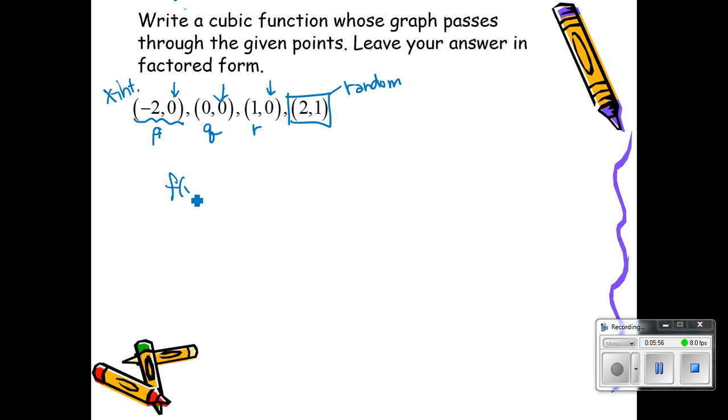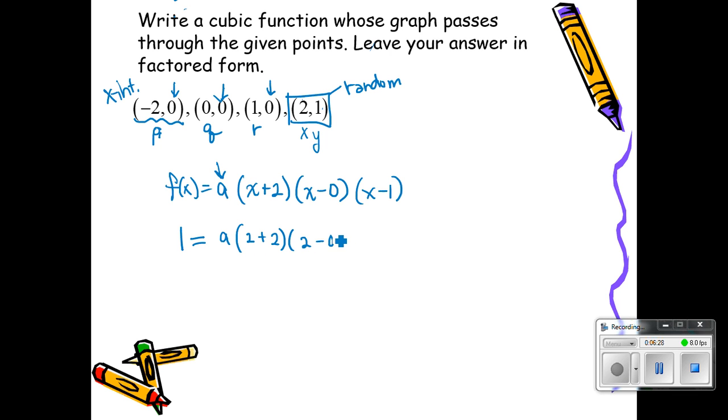So we'll start with f of x equals a times x minus p, so x minus negative 2 would be x plus 2, then x minus 0, and x minus 1. All right, so now we're going to use the random point to figure out what our a is, okay? So we know the x is 2 and the y is 1. I'm going to plug 1 in for y and 2 in for x.